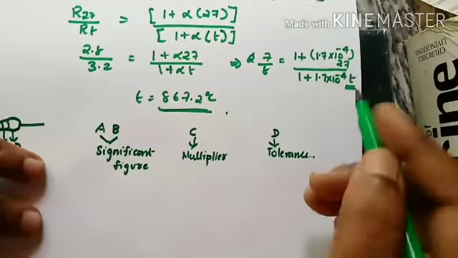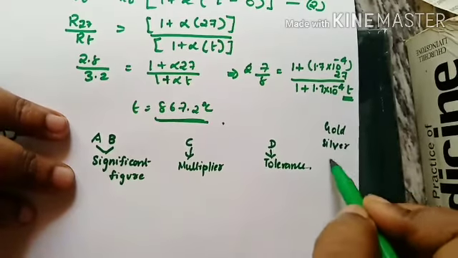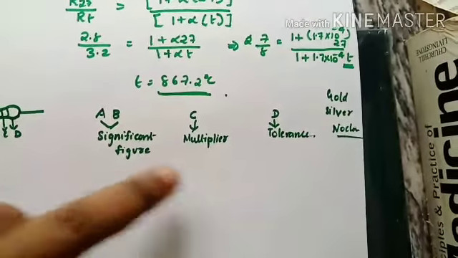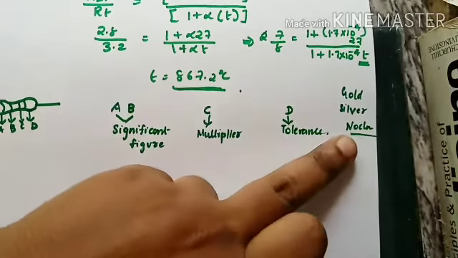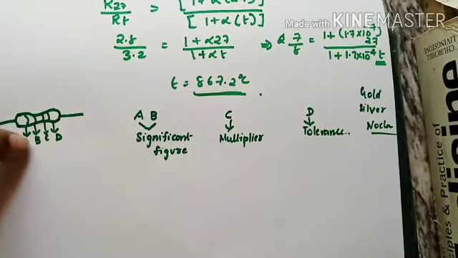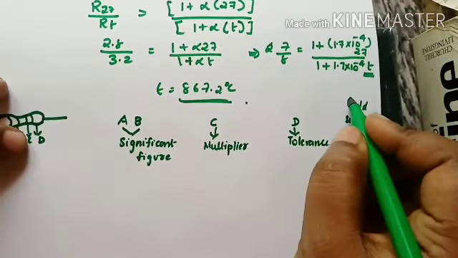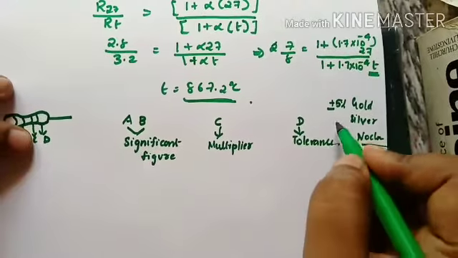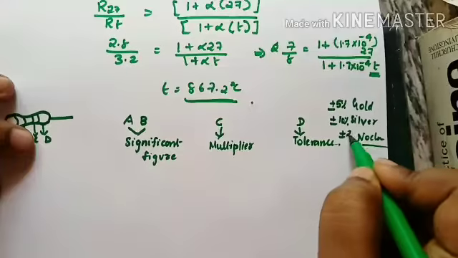The last color can be only three types: it can be either gold or silver, or there will be no color. That is, if there are only three bands A, B and C and there is no fourth band, it indicates no color. Suppose you have a resistor where the last band is gold. If the band is gold, the tolerance is plus or minus 5%. If the last band is silver, it is plus or minus 10%, and if there is no color, it is plus or minus 20%.